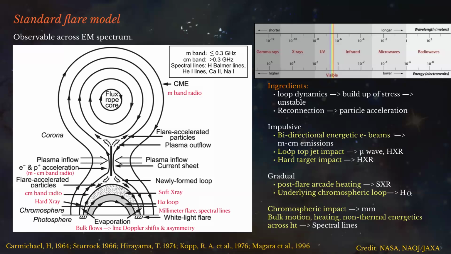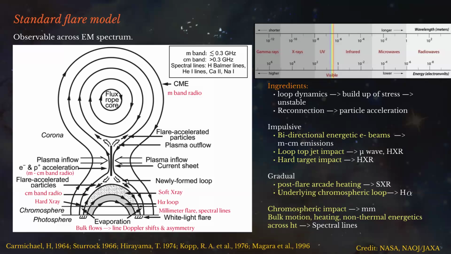So the basic picture is that it starts with a reconnection, generating these energetic electron beams, which is an impulsive process. So you should get an impulsive response first, which is usually seen in hard X-rays and radio. After that, you have a gradual heating of the magnetic field structures, which is often seen as soft X-ray emission and emission across spectral lines, which span the different regions of the atmosphere. For example, H alpha, which is in the chromosphere, and so on.